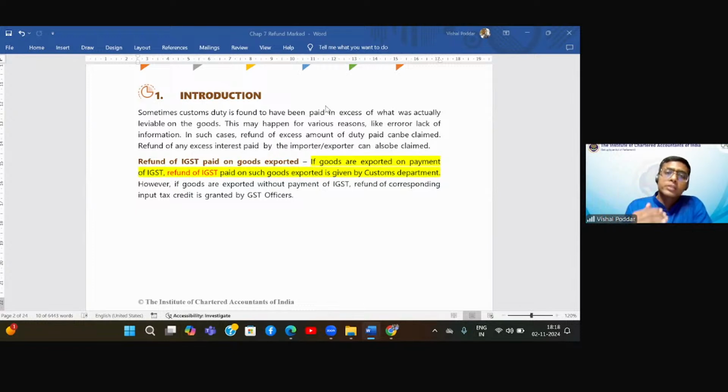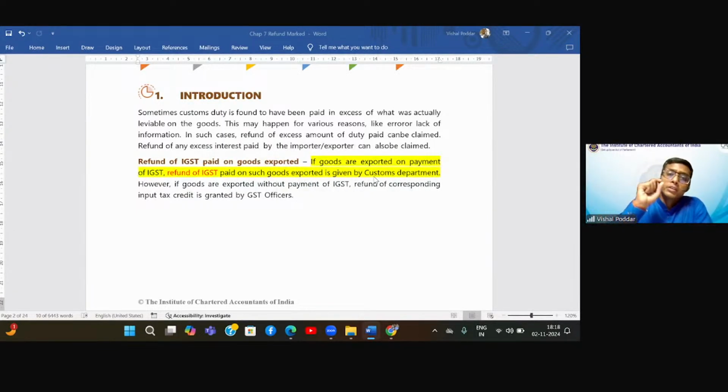But now here, this refund application is filed exclusively under the GST law, and hence that refund processing is done by the GST officers. So as you can see, if goods are exported on payment of GST, that is the IGST, refund of such IGST shall be processed by the customs department, but this is automatic. You need not go there.